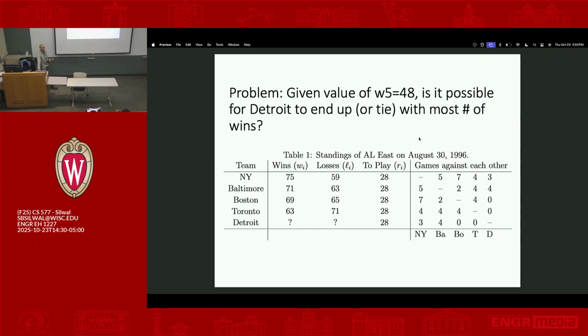First, does everyone understand the problem? Does the statement of the problem make sense? If not, please ask.